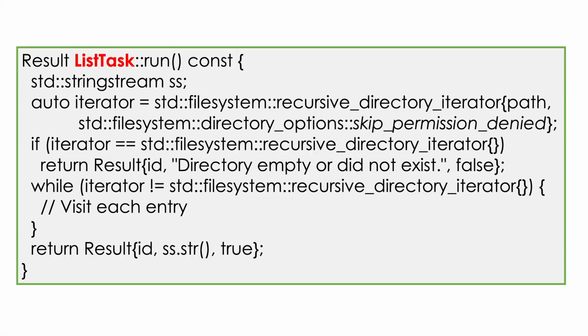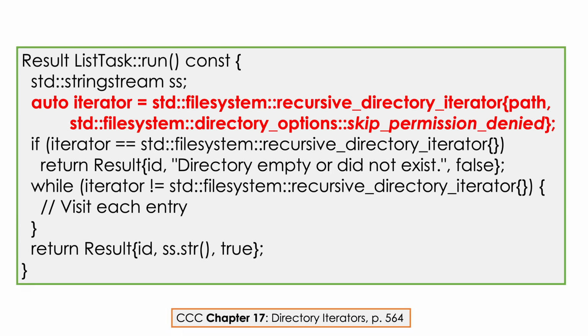Here we have the list task, which, as you can see, is a little bit more verbose, but it's actually not that bad. The std file system API has a thing called the recursive directory iterator. So we construct one of those. We pass it the path for the root of where it's going to start during the recursive search. And then we can pass different options. So here, instead of it stopping whenever it doesn't have permission to recurse into a directory, it's just going to skip. That's what the file system directory options skip permission denied means.